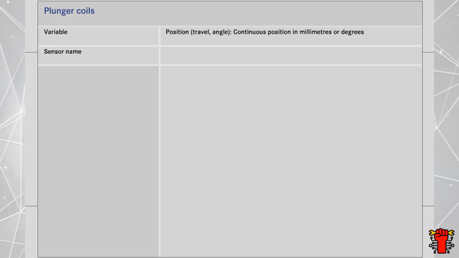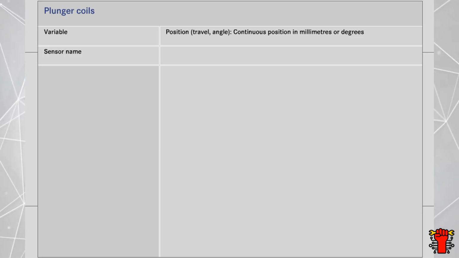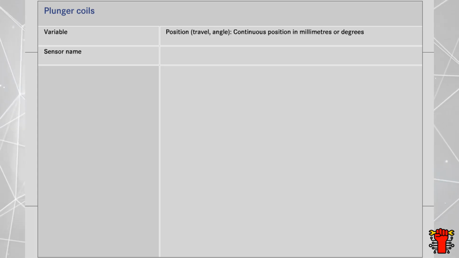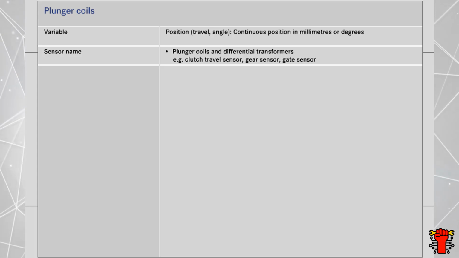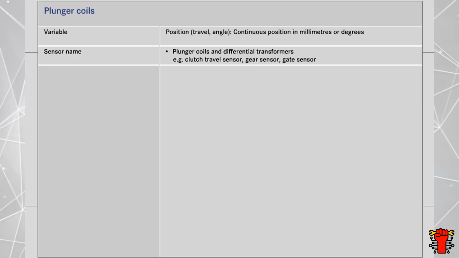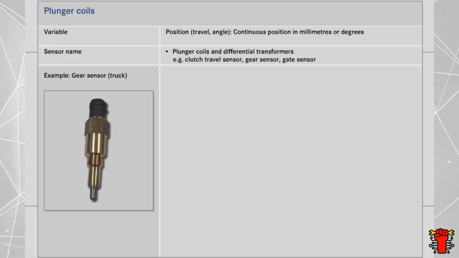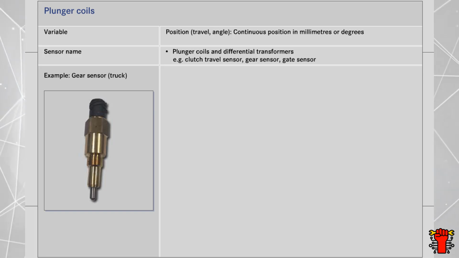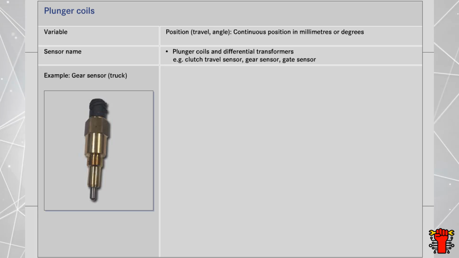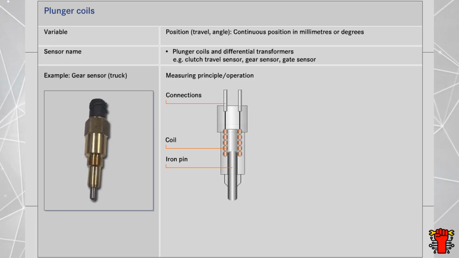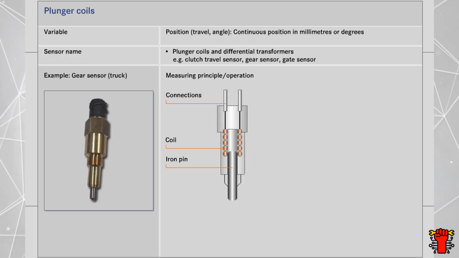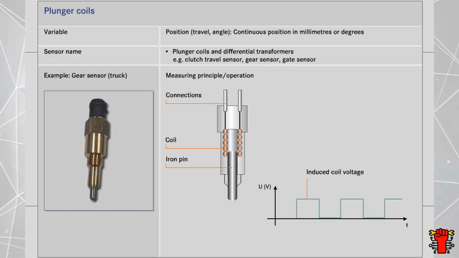Other sensors used in vehicles for continuous position registering include plunger coils and differential transformers. These sensors include, for example, clutch travel, gear, and gate sensors. By way of an example, let's have a look at a gear sensor for a lorry transmission. This is a plunger coil type sensor. It consists of a coil and a moving iron pin. The coil is cycled by the control module.